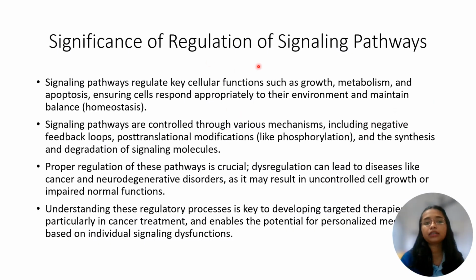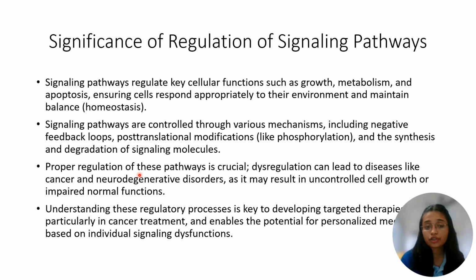So what is the significance of regulation of signaling pathways? Signaling pathways regulate key cellular functions such as growth, metabolism and apoptosis, and they ensure that cells respond appropriately to their environment. It's also important for maintaining balance inside our body. These signaling pathways are controlled through various mechanisms such as negative feedback loops, post-translational modification, for example phosphorylation, and also the synthesis and degradation of the signaling molecules.